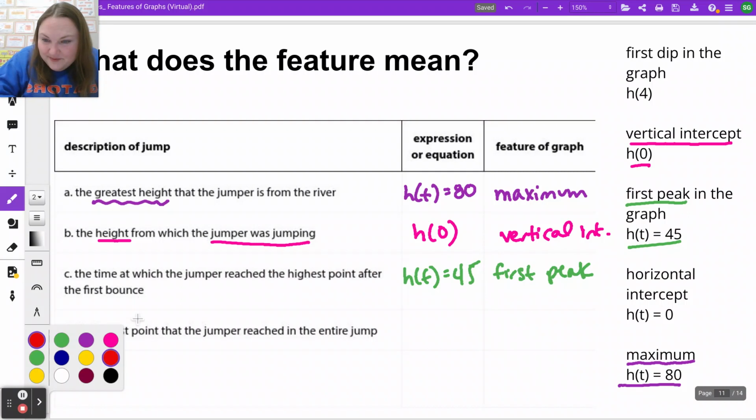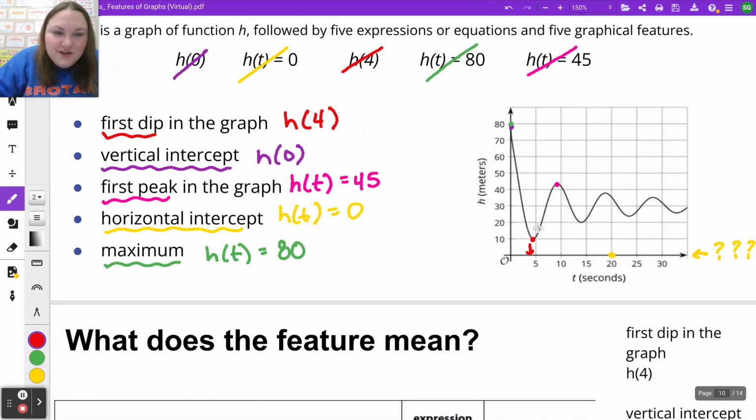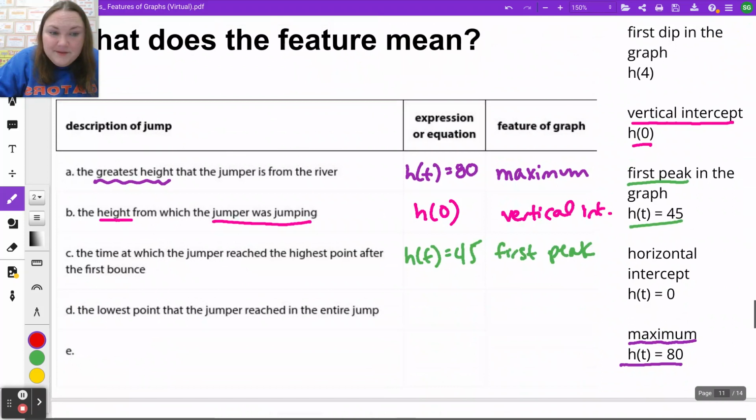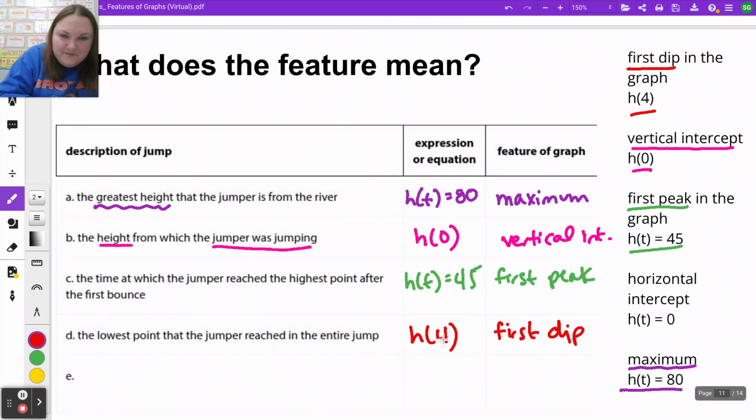And then the next one, we've got the lowest point that the jumper reached in the entire jump. It might help to look back at that graph, but that lowest point was right here, that red one, which we matched with the first dip. And that was our h of 4.